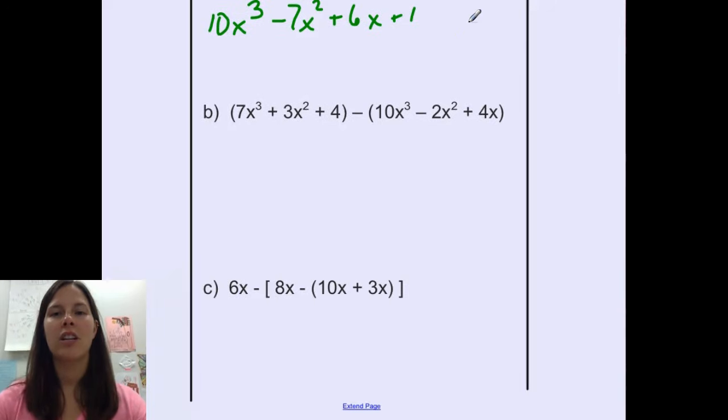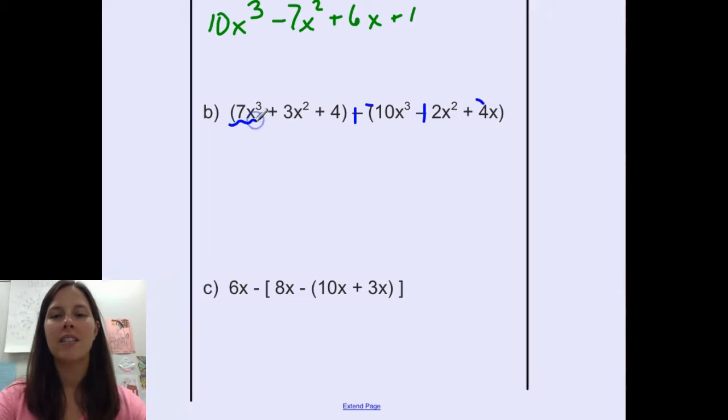For subtraction, what you want to do is distribute the negative sign first and then add. Adding is always easier than subtracting. Multiplying is always easier than dividing. So if you can change your subtraction to addition, you will 9 times out of 10 get the right answer, versus a lot of students mess up if they try to subtract without distributing that negative sign.